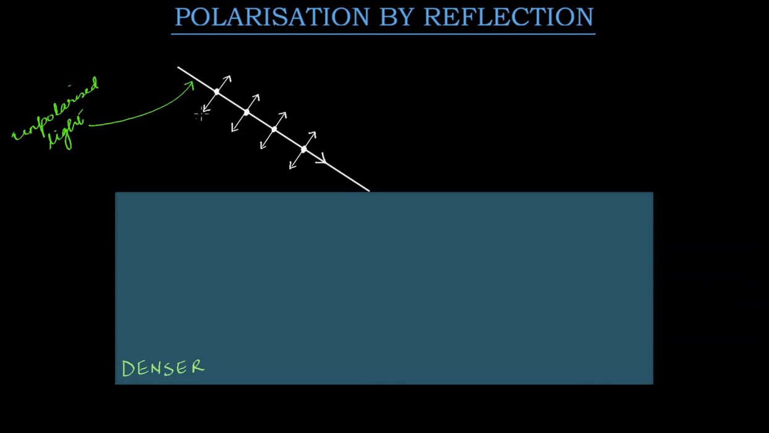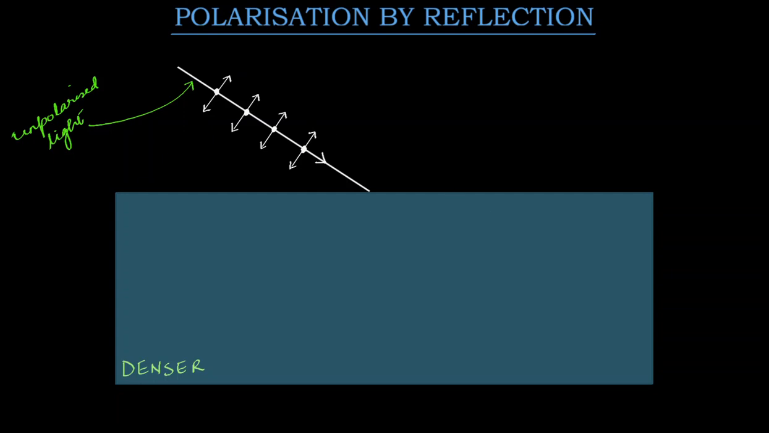So you can see here that this light consists of vibrations which are along the plane of the board, denoted by the arrows, and the dots here. The dots represent the vibrations which are perpendicular to the plane of the board. So this light, which has more than one plane of vibration, is unpolarized light.